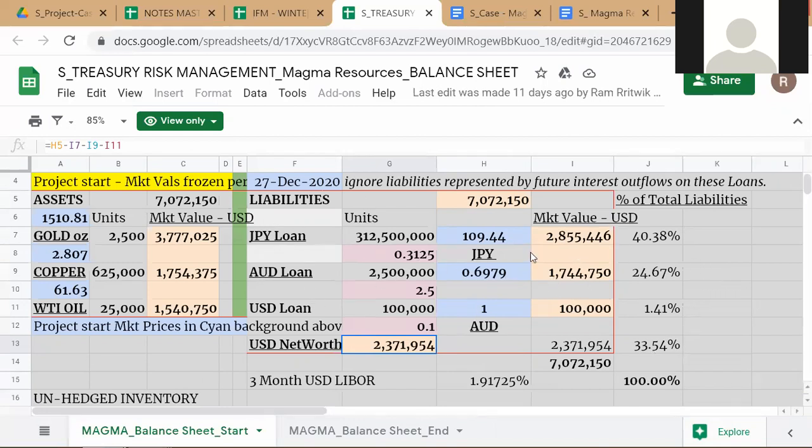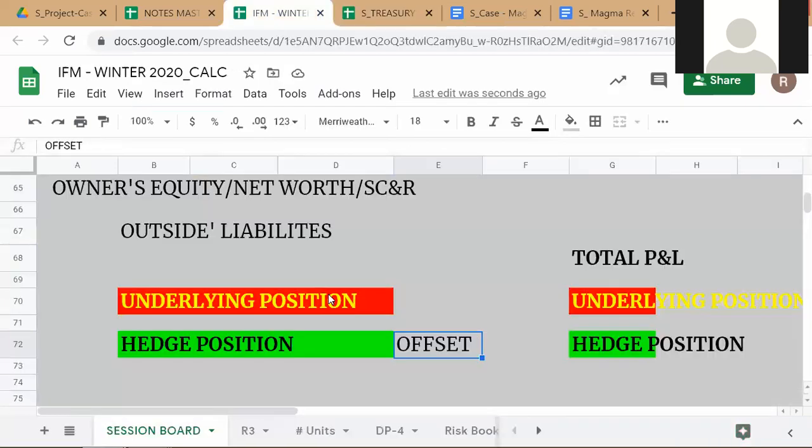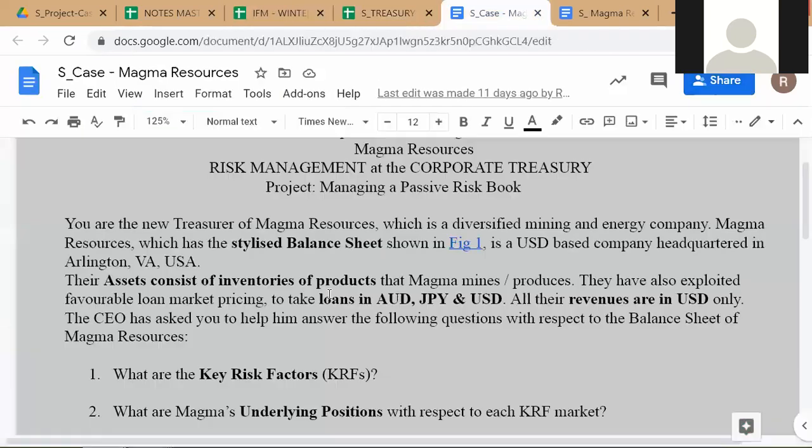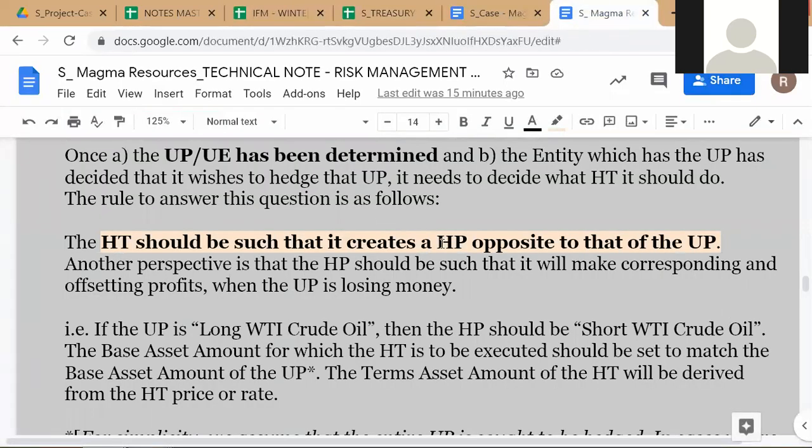So you have to try to offset the loss that is going to happen on the underlying position, and that's why you have a strategy where you always try to create a hedge position opposite to that of the underlying position. And if you want this kind of hedge position, you know what kind of hedge transaction you have to do. Remember, transaction is sale or purchase. Position is short or long.